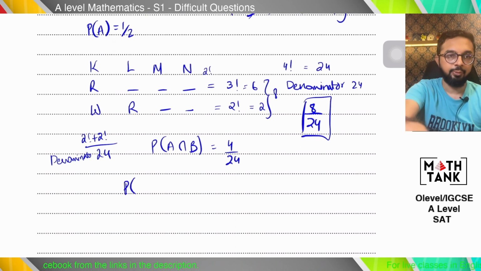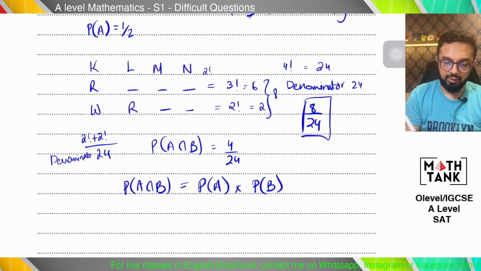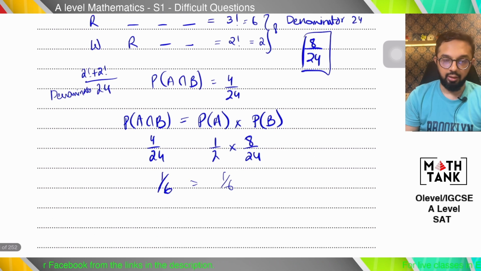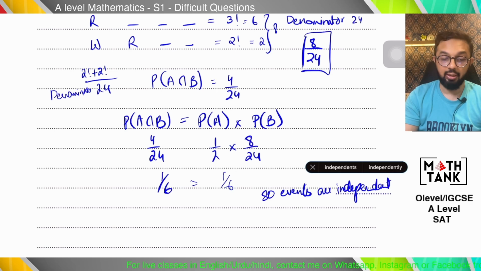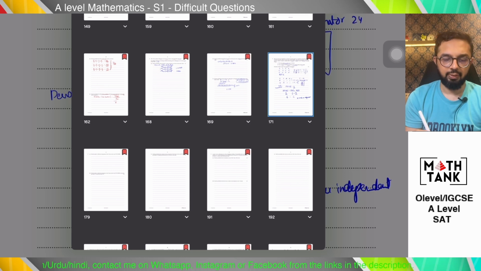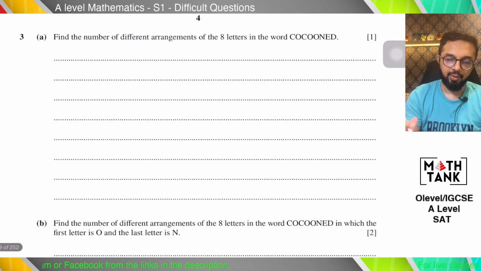Now to determine whether, let me check if I'm doing it correctly. Yes. A intersection B is probability of A into probability of B, if they are independent events. Let's check. 4 out of 24, 1 out of 2, and 8 out of 24. Okay, so that gives me 1 out of 6 and 1 out of 6. So events are independent. Okay, slightly more challenging question than you've seen before. It's a small 3-mark question, which means that the solution is not very long, but it is more complicated than the previous ones. Moving on to the next, this is from June 23, 5-1.